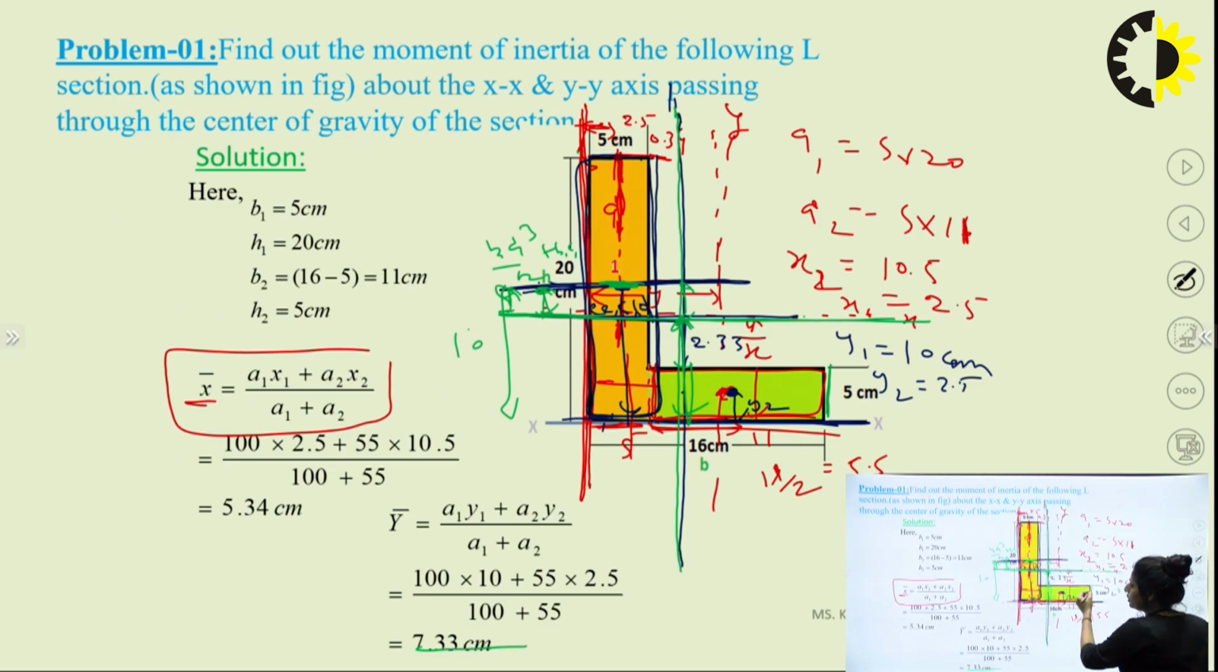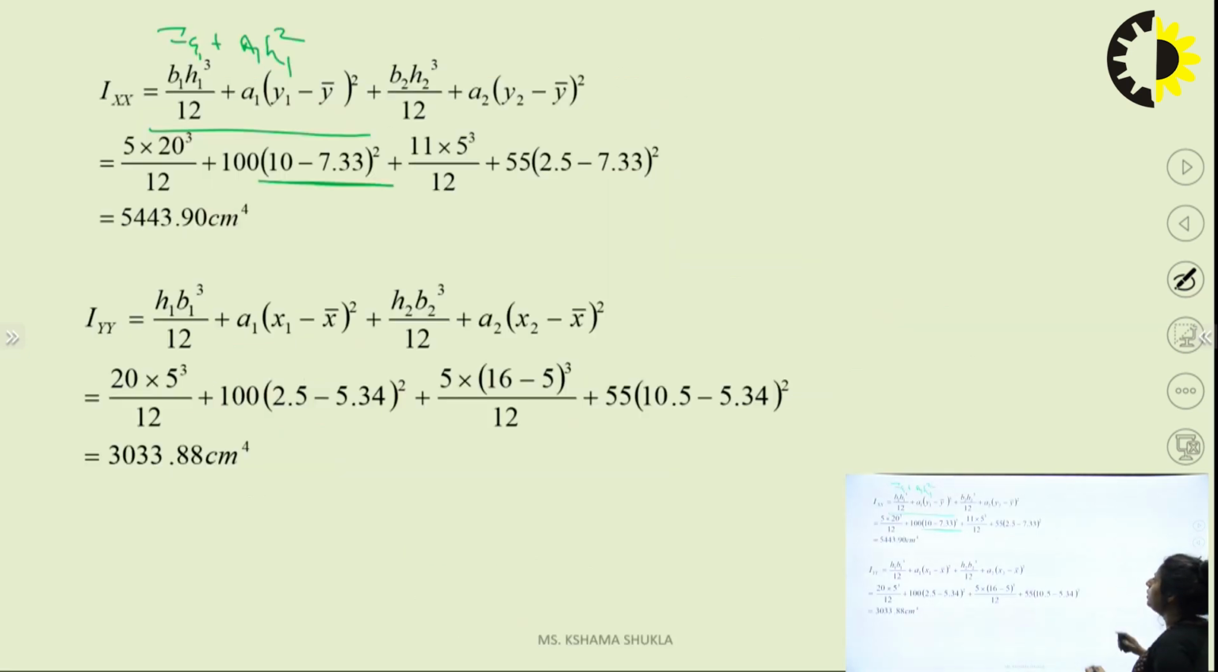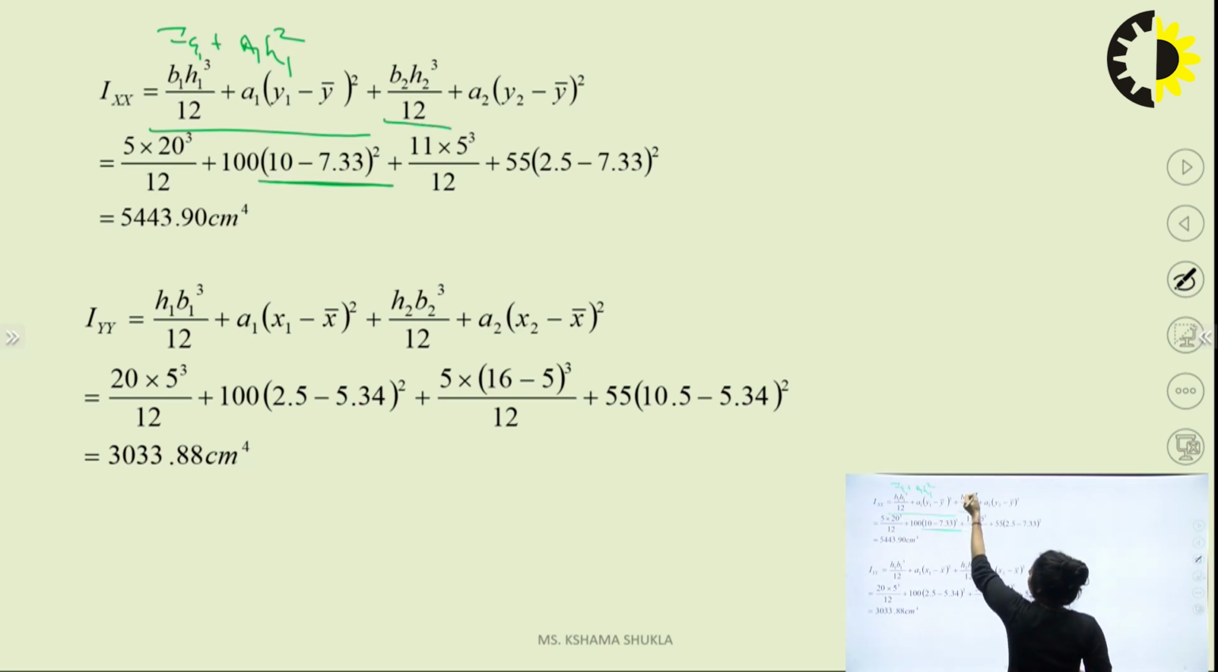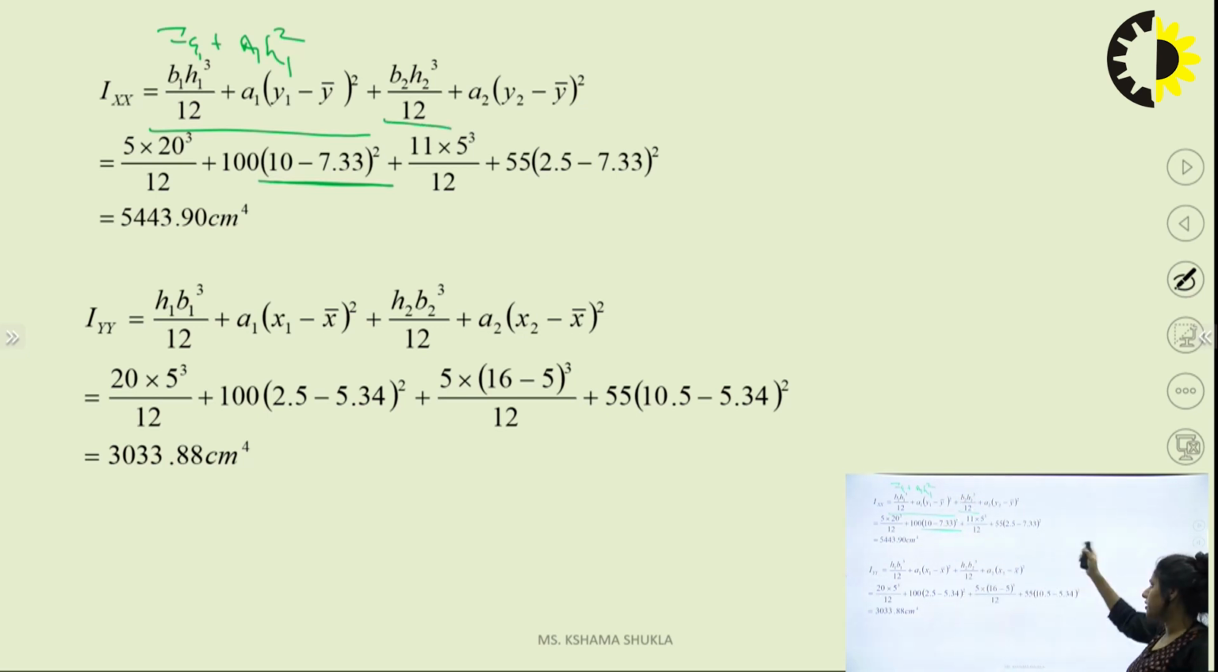For the other section, we know that it is a composite section. We have another section added in this, so we need to find out the value of this section also. So apply the formula B1 D1 cube by 12. Use B2 because this is our second section, so B2 D2. For D, use H. So B2 H2 cube by 12 plus area of second section A2 times the distance of the second section squared.